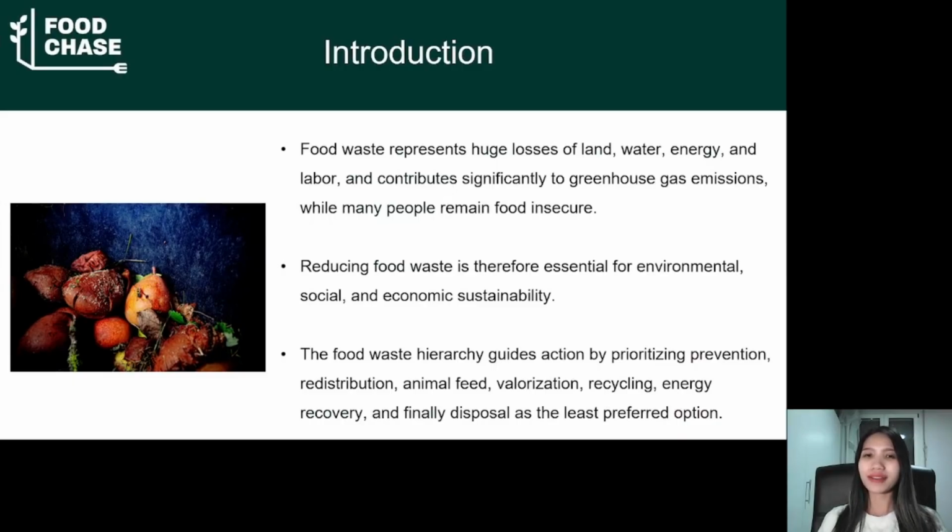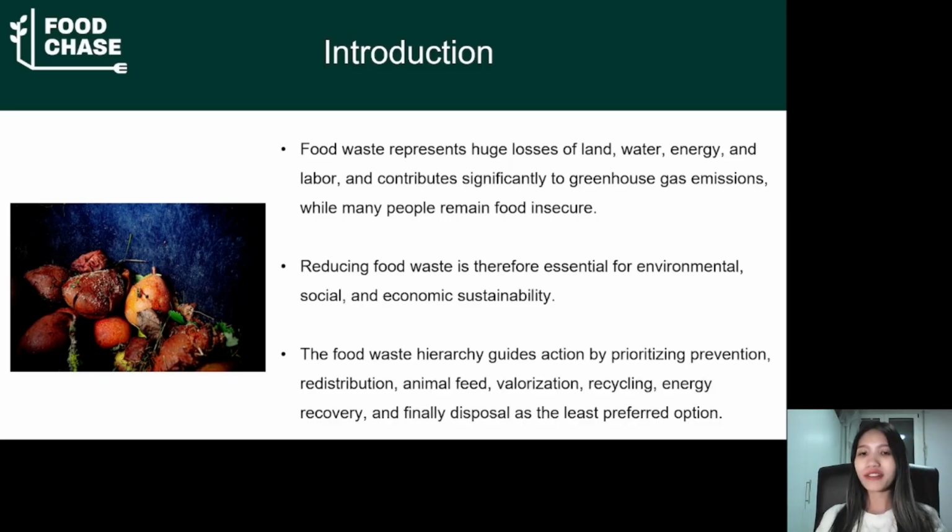So, food waste is a big problem. It represents huge loss of land, water, energy, and labor, and also it contributes to greenhouse gas emission. In the meantime, many people still remain in food insecurity. Reducing food waste is therefore essential for environmental, social, and economic sustainability.